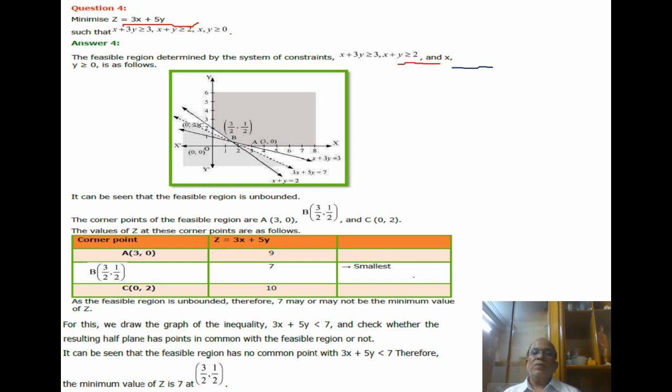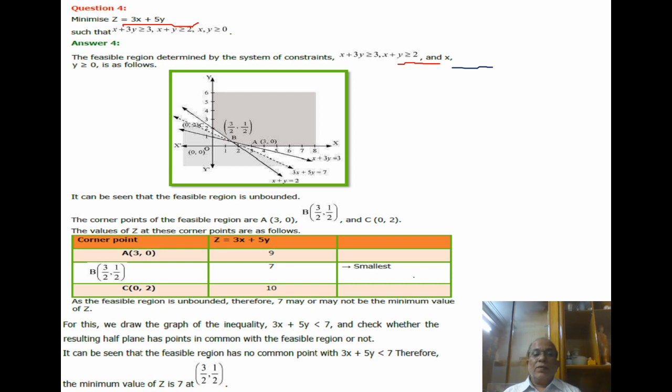So how will we go? Just like earlier, x plus 3y equal or greater than 3, right? First we'll make a line with x plus 3y equal to 3. When we put x equal to 0, y is equal to 1, and when we put y equal to 0, x is equal to 3. So we'll get a line x plus 3y equal to 3. This is when x is 0, y is 1, and here when y is 0, x is 3. So this is our line.